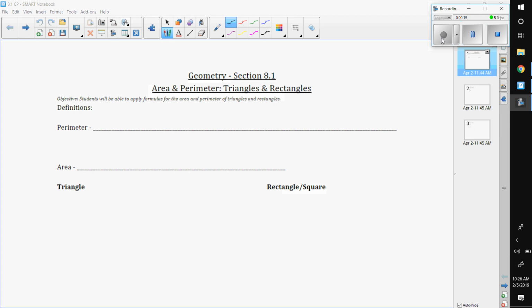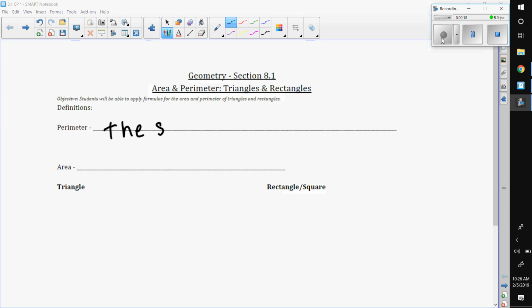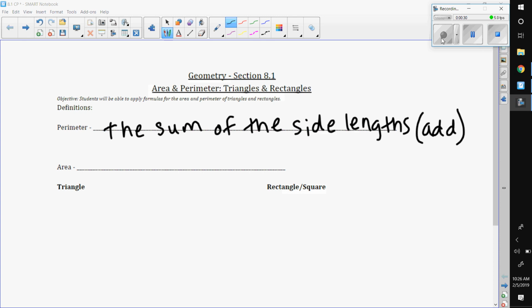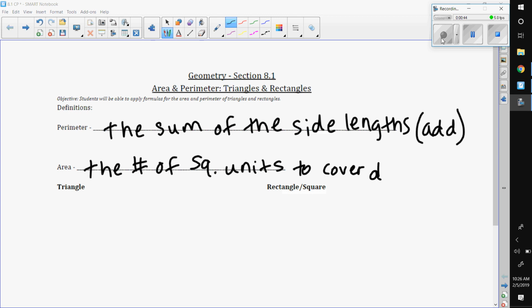So for just a definition of perimeter, it's going to be the sum of the side lengths. Okay, so we're adding here, versus the area is going to be the number of square units to cover a figure, right? And this one's going to be multiply.